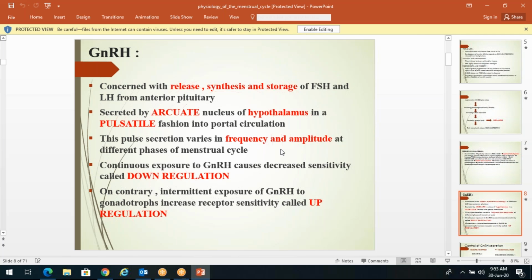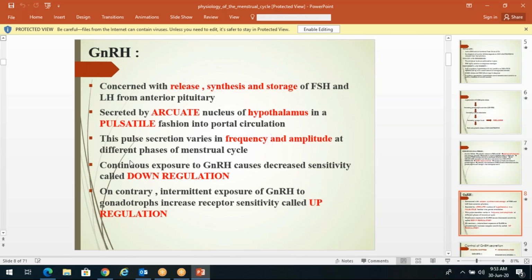Okay. Instead of pulsatile secretion, if there is continuous exposure to GnRH, what will happen? The anterior pituitary sensitivity to the GnRH decreases. This we call down regulation. So for a functional pituitary to work properly, the GnRH should be produced in a pulsatile manner. If there is continuous production of GnRH, the sensitivity to its effect on the anterior pituitary decreases. This is called down regulation.